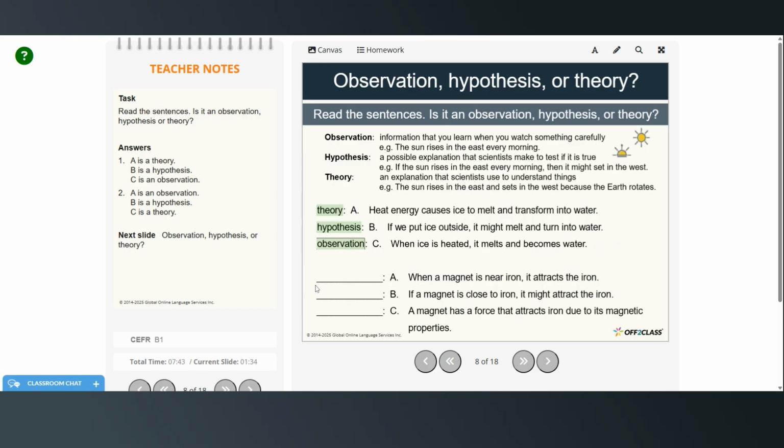When a magnet is near iron, it attracts the iron. That is an observation. If a magnet is close to iron, it might attract iron. That is a hypothesis. And a magnet has a force that attracts iron due to its magnetic properties. That is a theory.